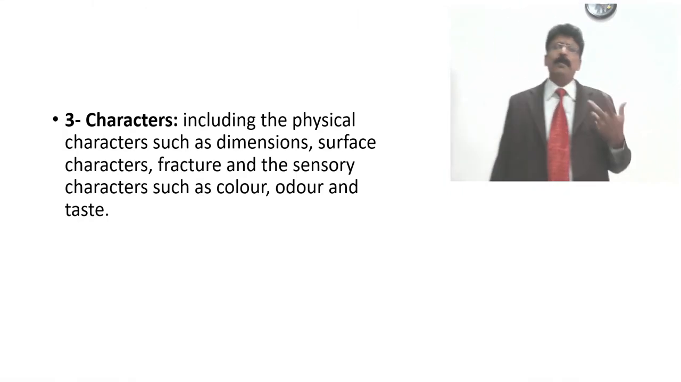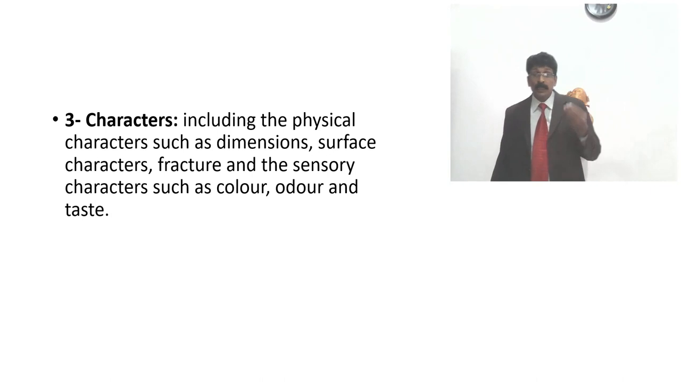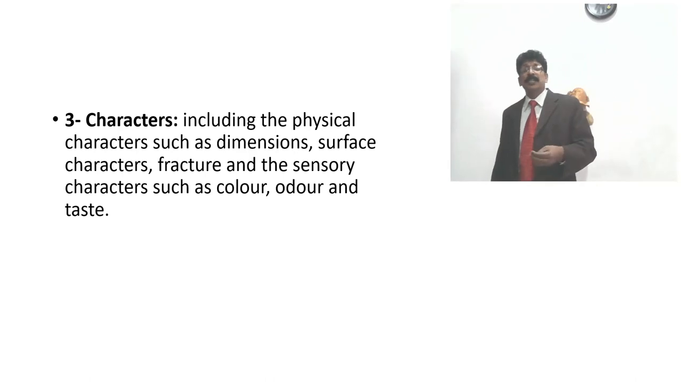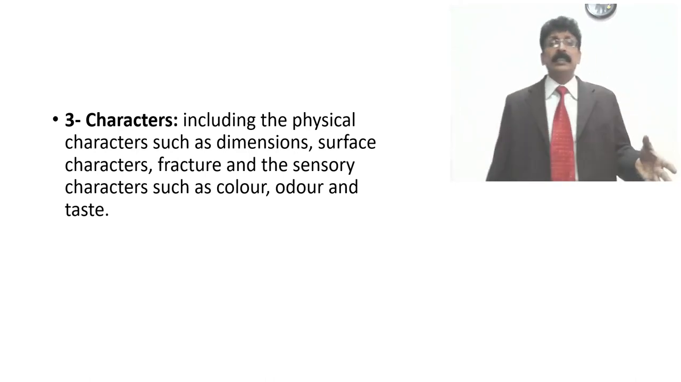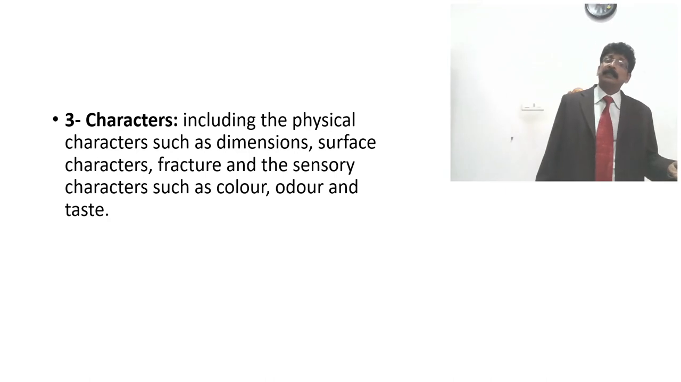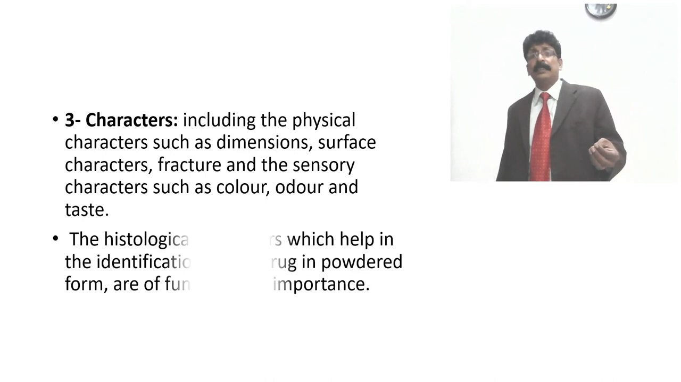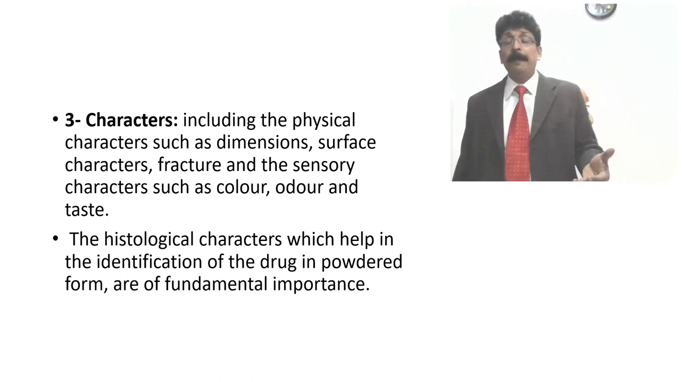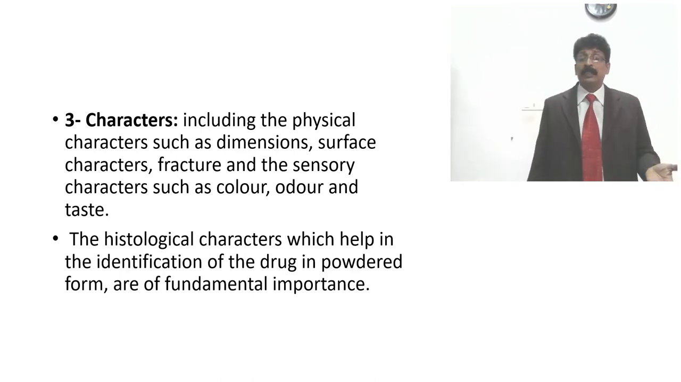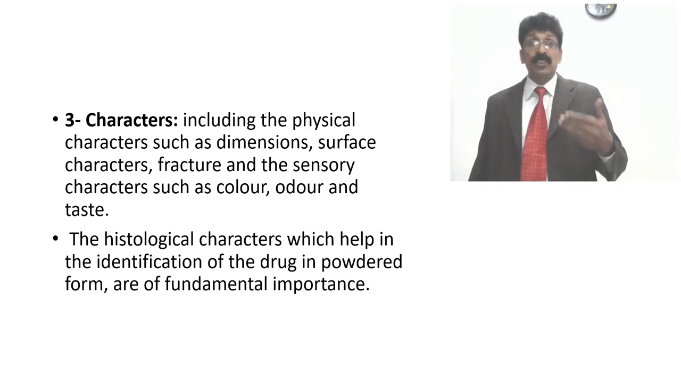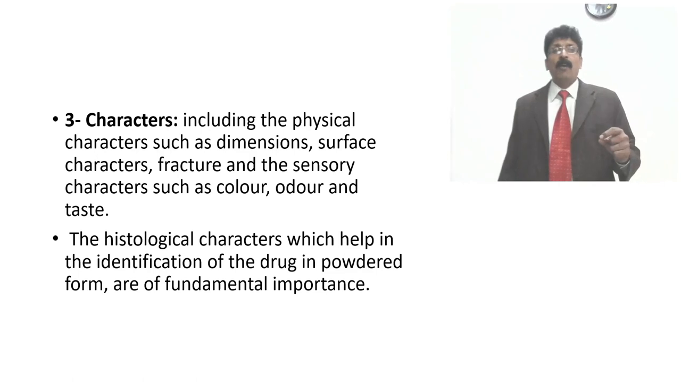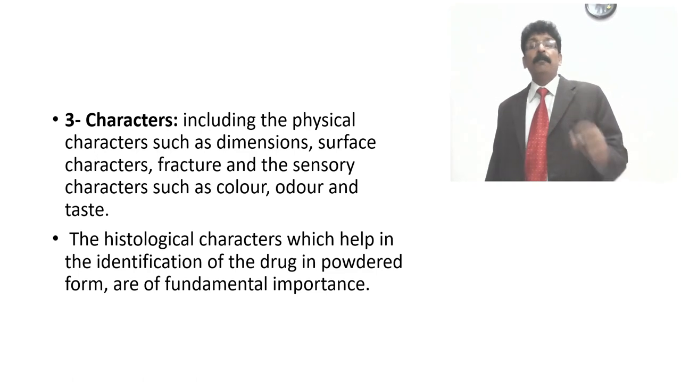So number three is characters. What do you mean by characters? The physical character, and also the dimensions, surface area, fractures and sensory characters, color, odor, taste, all these things come under characters. Also the microscopic characters and macroscopic characters will be seen. Histological characters, that is microscopical characters, apart from the macroscopic characters, also come under the plant details or animal part details as a crude drug. Everything comes in pharmacognosy. Histological characters help in the identification of the drug in powder form, and their fundamental importance in pharmacognosy will be given very detailedly.